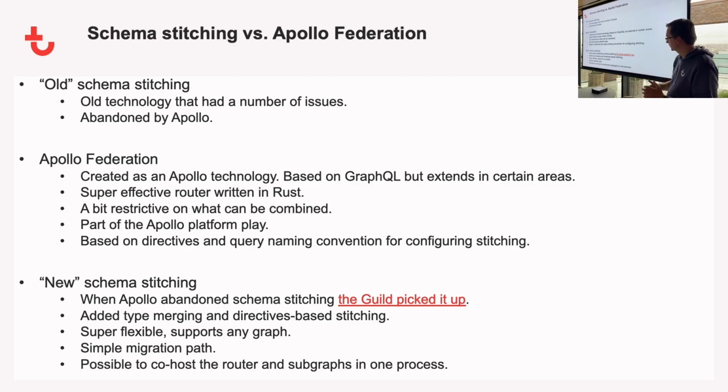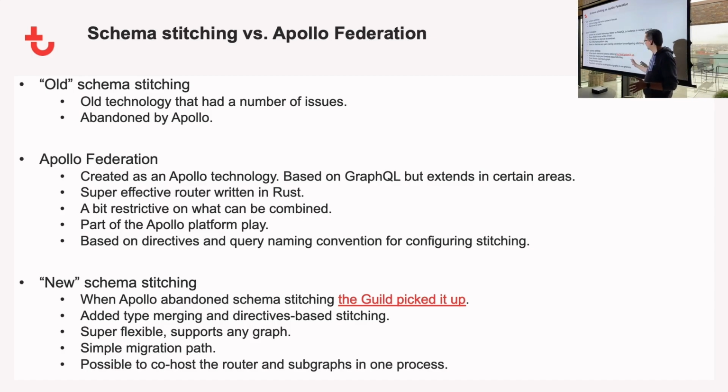That was just GraphQL Summit in November. They announced new features for Apollo Federation, and it's all Apollo all the way. Then on the side, a company called The Guild actually picked up this schema stitching when Apollo abandoned it. And they added this type merging and they had something called directive-based stitching. I'll come back to that later. But we are using this one.